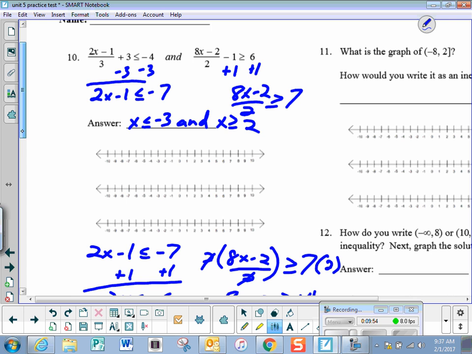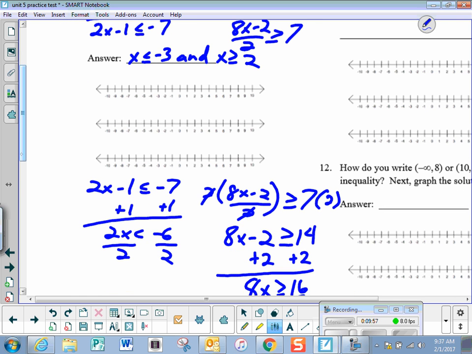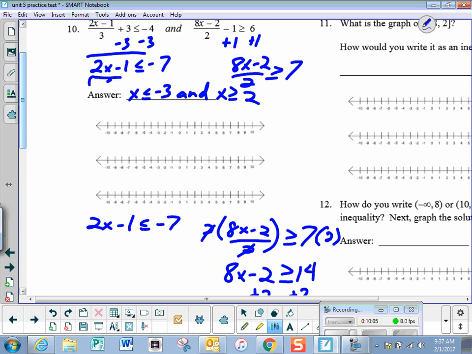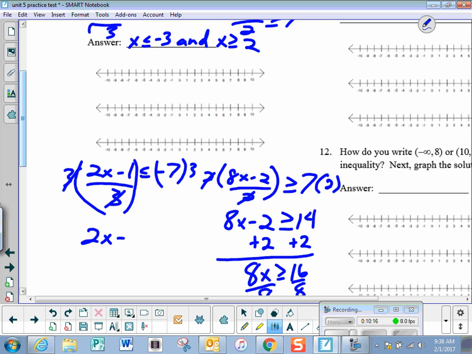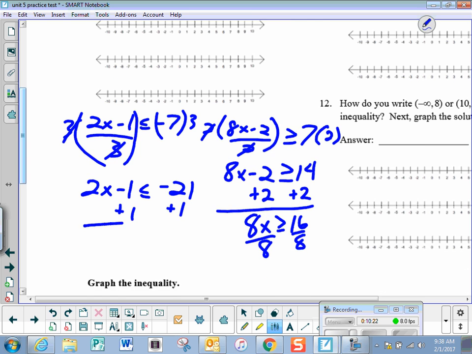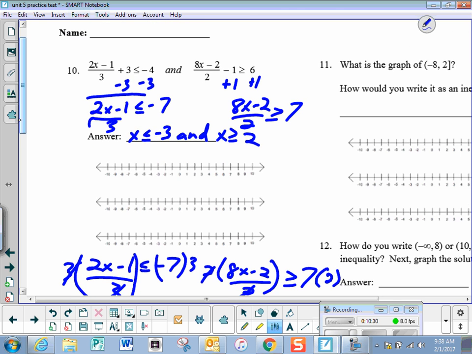I forgot to bring down the 3 on the first one. Good catch. So let's go ahead and finish the first one correctly. I make mistakes too. So it should have been 2x minus 1 over 3. So then I should have multiplied both sides by 3. And I get 2x minus 1 is less than or equal to negative 21. Add 1. 2x is less than or equal to negative 20. Divide by 2. X is less than or equal to negative 10. So let's change that.